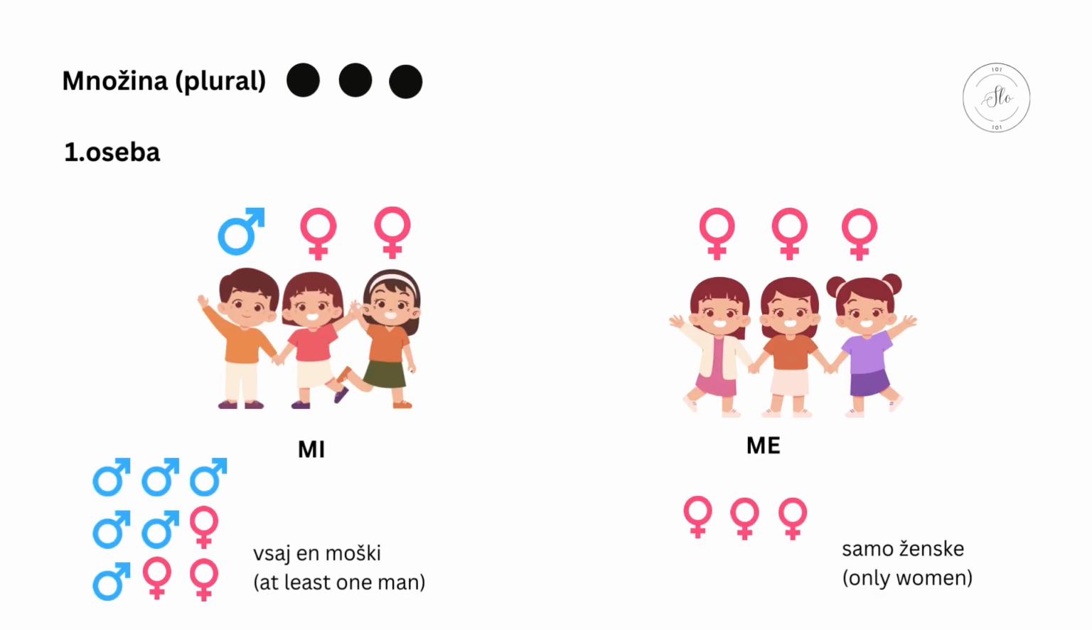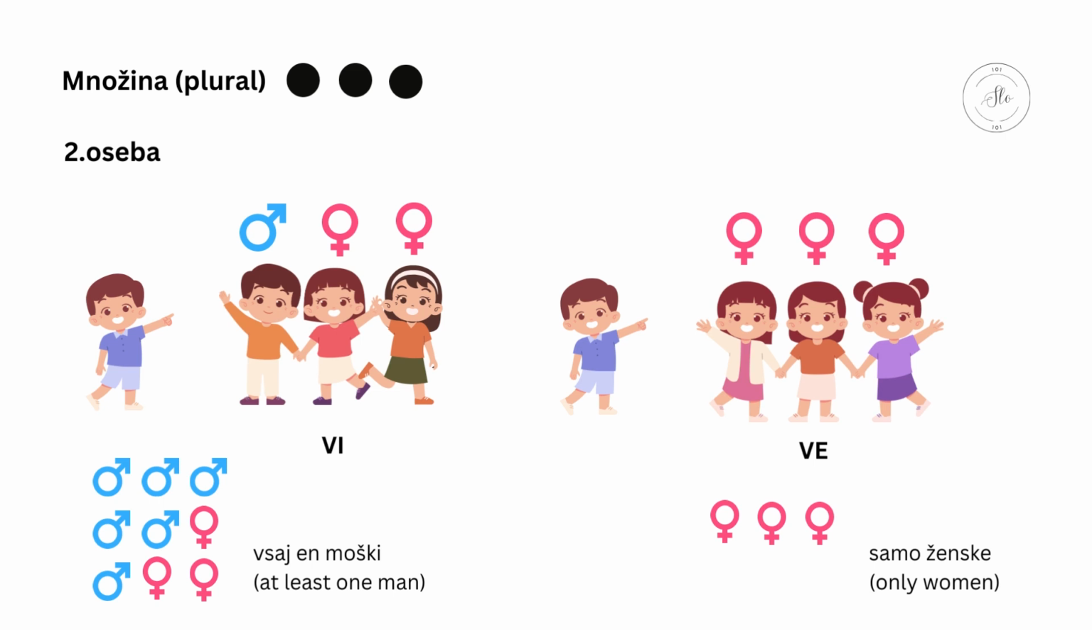Množina, prva oseba. Če je vsaj en moški, rečemo mi. Če so samo ženske, rečemo me.